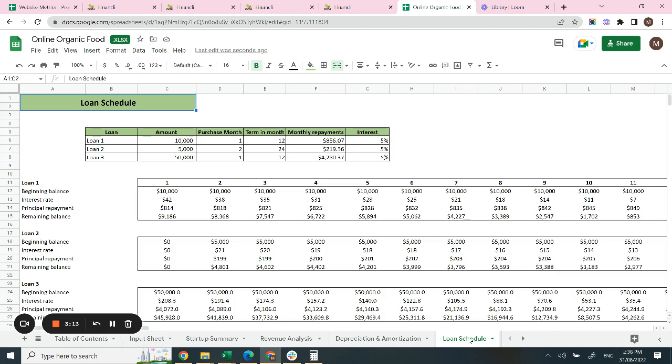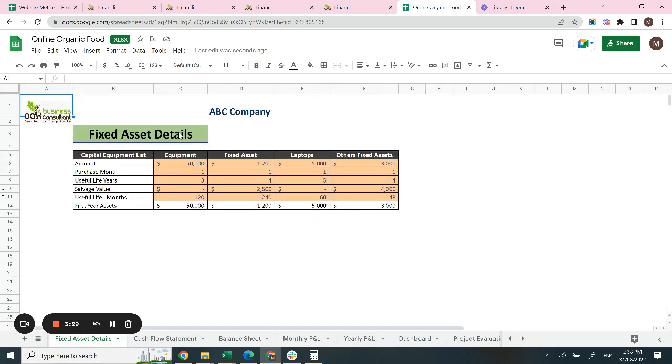The loan schedule allows you to analyze the amount paid to your lenders and interest expenses. It mentions the amount, purchase month, term in months, monthly repayment, and interest. It can be changed according to your assumptions. Moving on, fixed asset detail. It mentions your amount, purchase month, useful life, salvage value, first year asset, and useful life in months.